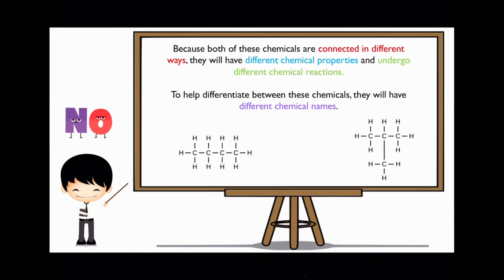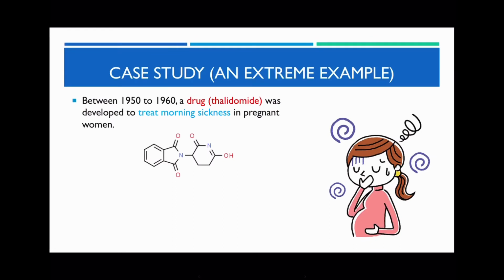Now, what I'm going to show you right now is beyond the scope of what we need to know, but might be very interesting to you guys. This is usually learnt in VCE, Year 12 specifically, but in more detail in university. This is a case study. Between 1950 and 1960, a drug named thalidomide was developed in Germany, I believe, to help treat morning sickness in pregnant women.